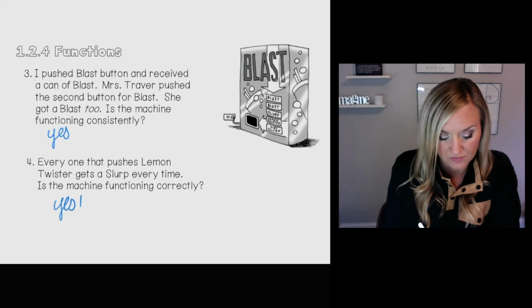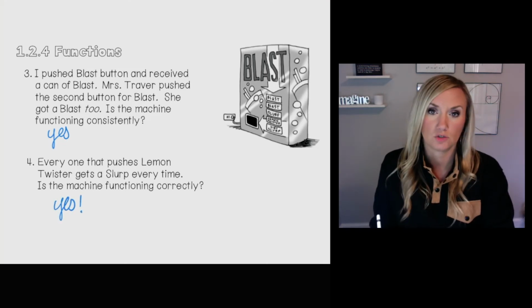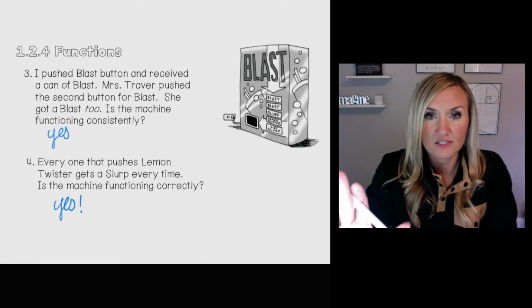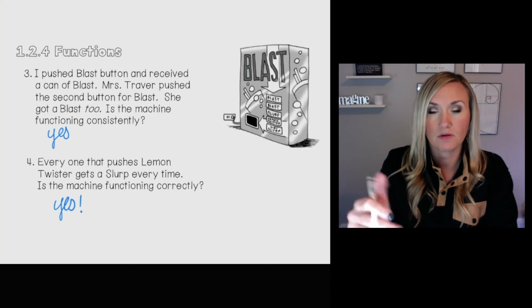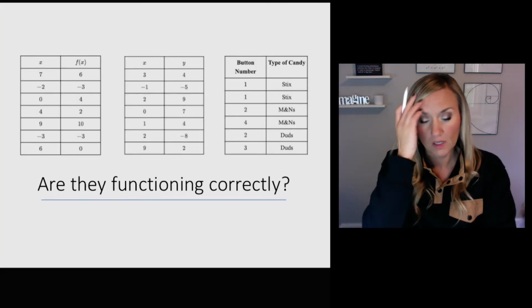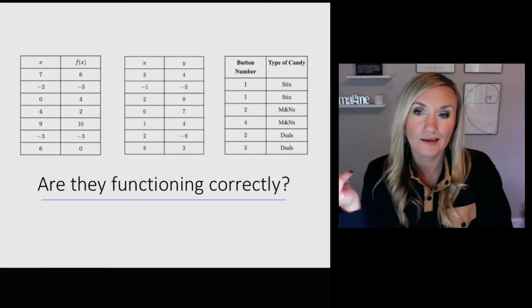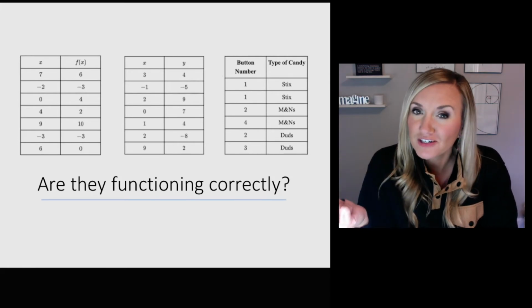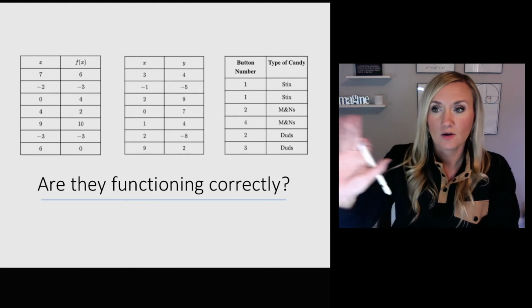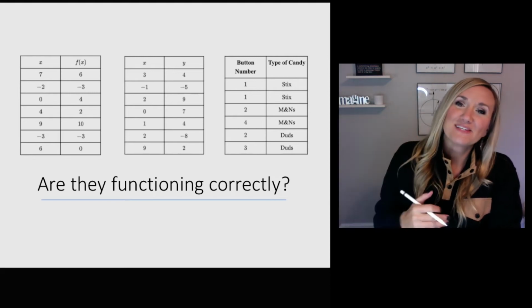So that's definitely a yes situation. Okay. Good. Every time we have the same input, the same button, we push the same button, we get the same output. They got the slurp every time. Okay, so now we got a little bit of a handle on what functions are. Great working machines. Think of a soda can or a soda machine.